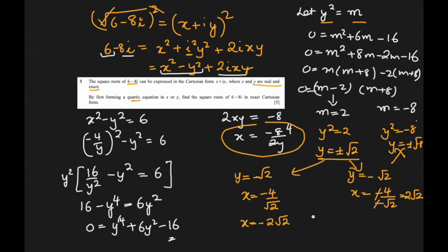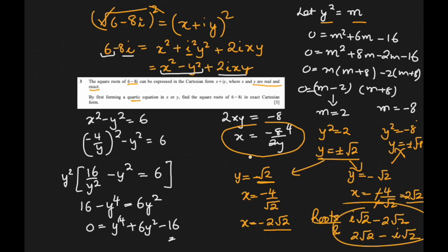Alright, so the roots therefore are x plus iy. In this one x will be minus 2 square root 2. Okay, this is negative, so I will write the i part first: minus 2 square root 2 plus i times negative square root 2, which is minus i square root 2. And the second one, where y is negative, I'll write x first: 2 square root 2 minus i square root 2. These are the two roots of 6 minus 8i.